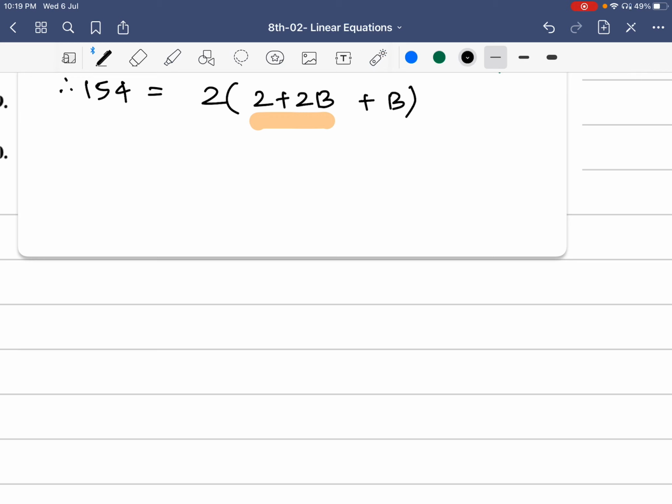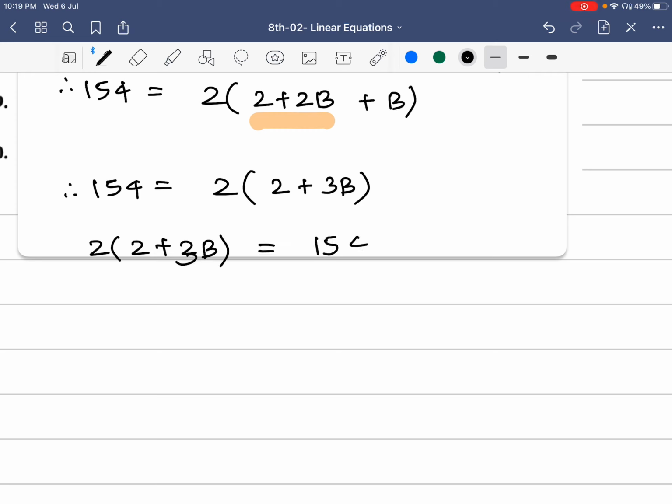Now let's try to simplify it. We will have 154 as equal to 2 times 2 plus 3b. Basically 2b plus b is going to be 3b. In an equation you can always exchange the values of LHS and RHS. Just for the sake of better understanding and simplicity, I'm going to swap the sides. So this I'm going to bring to the left hand side, and 154 goes to the right hand side. It's one and the same, there is no change.